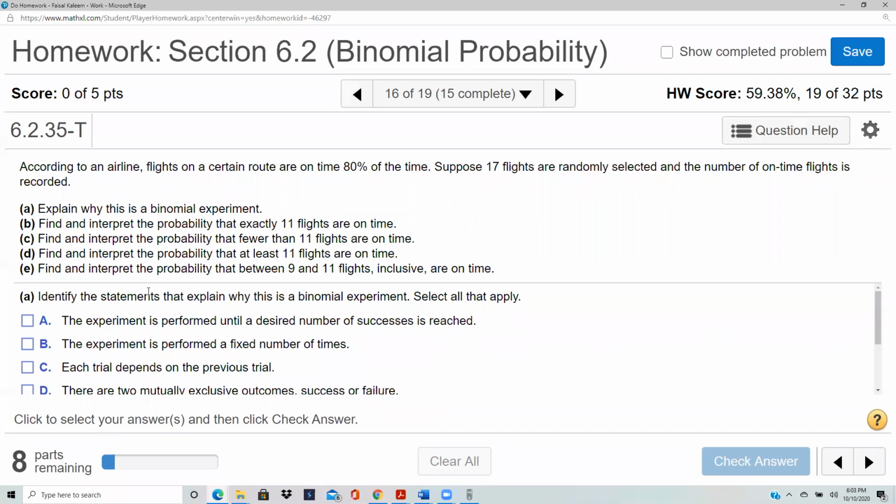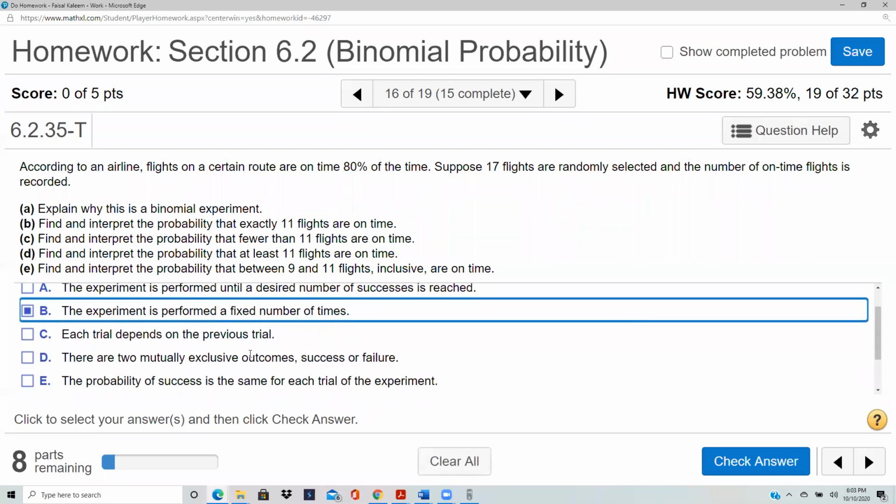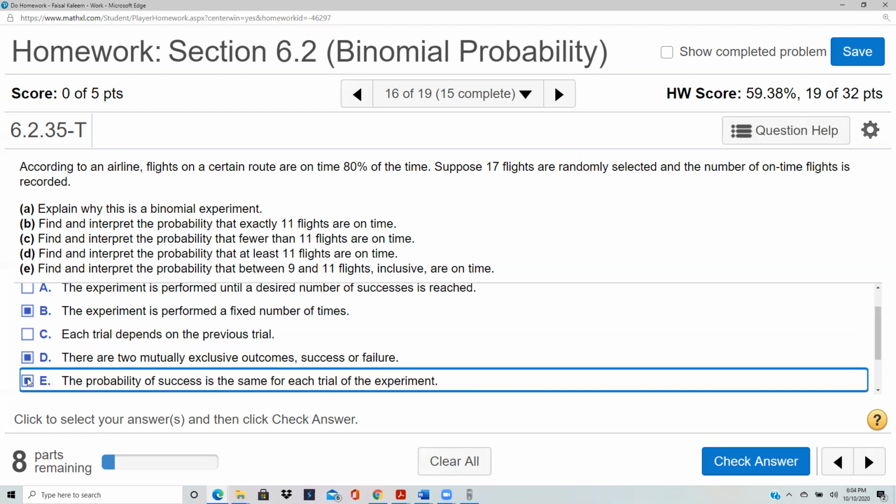If we remember the conditions, the experiment is performed a fixed number of times. That's one of the conditions. Another statement has nothing to do with binomial. And each trial depends... now we know trials are independent. There are two mutually exclusive outcomes. Yes, because either the flight will be on time or not on time. The probability of success is the same for each trial. Yes, for each flight, it's the same probability, 80% for each flight.